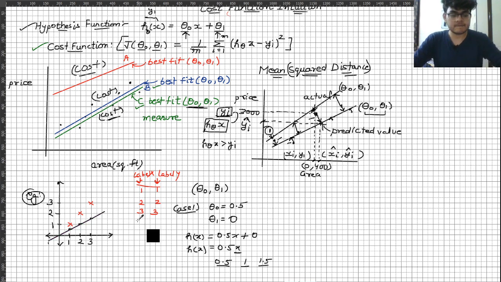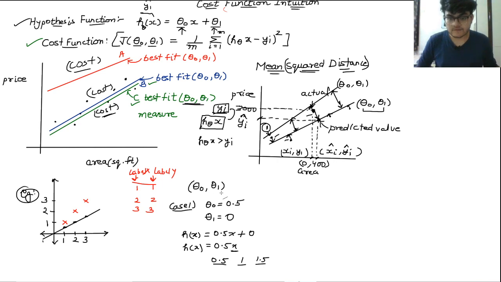Something like this. So I've taken some values of theta 0 and theta 1 as 0 and 0.5, and so this is, according to us, our hypothesis function h of x. Now what we are going to do is find the squared distance, right? So we are going to put it in this cost function formula to find out the cost when we have this h of x.